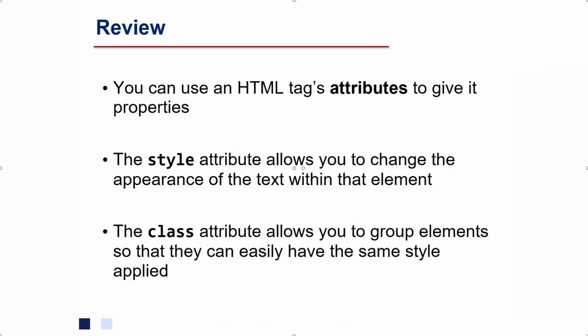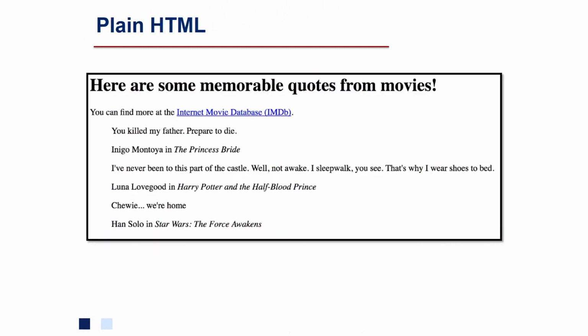One of the attributes is style. Style lets us specifically say we want to use this particular font size, color, background color, etc. We can also use the class attribute. The class attribute lets us put elements into a class and then apply styling to all the elements in that class. Here's another example of plain HTML.